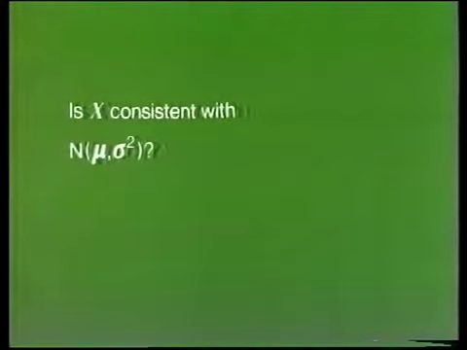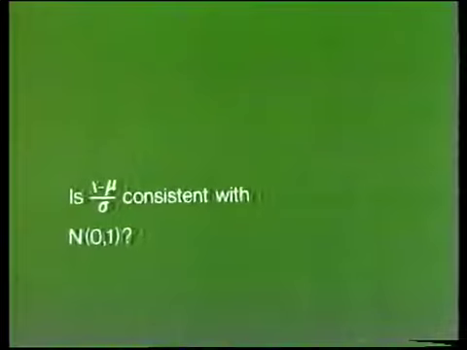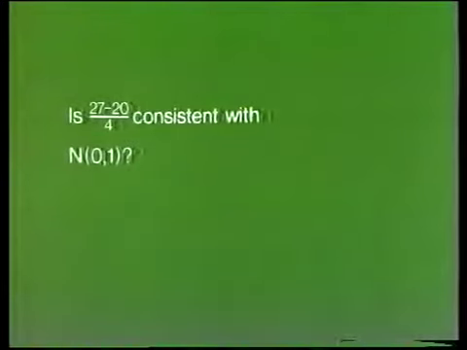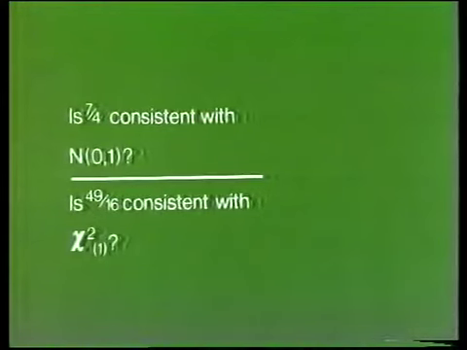If we want to know whether x is consistent with normal mu, sigma squared, we can equivalently test whether x minus mu over sigma is consistent with normal 0, 1. So, entering our known values and simplifying, our test becomes, is 7/4 consistent with the standard normal? So here we're testing 7/4 as a value from normal 0, 1. Before, we were testing 49/16 against chi-squared 1. Have we got a different test? No. In fact, the two tests are the same.